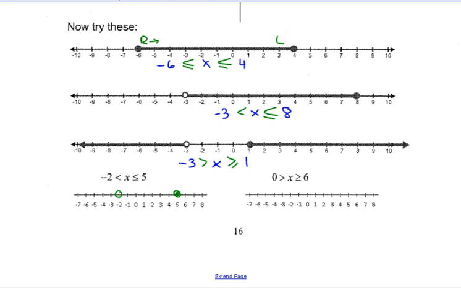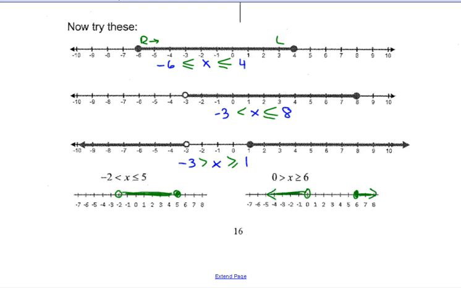and you might have noticed a pattern. When the arrows both point to the left, it's just in between, right? Because it's going to be greater than -2, less than 5. When the arrows point to the right, what happens? They don't meet. They go opposite directions. Greater than 6, less than 0.